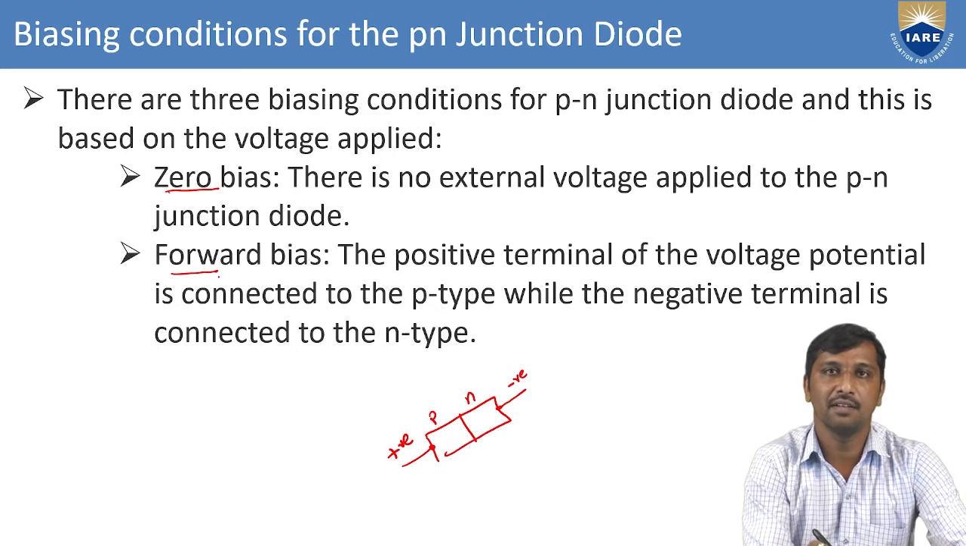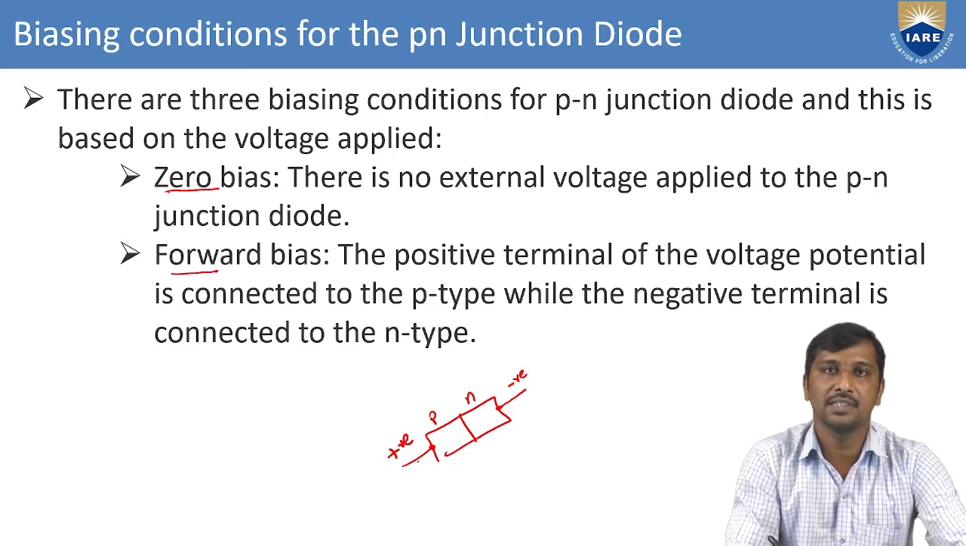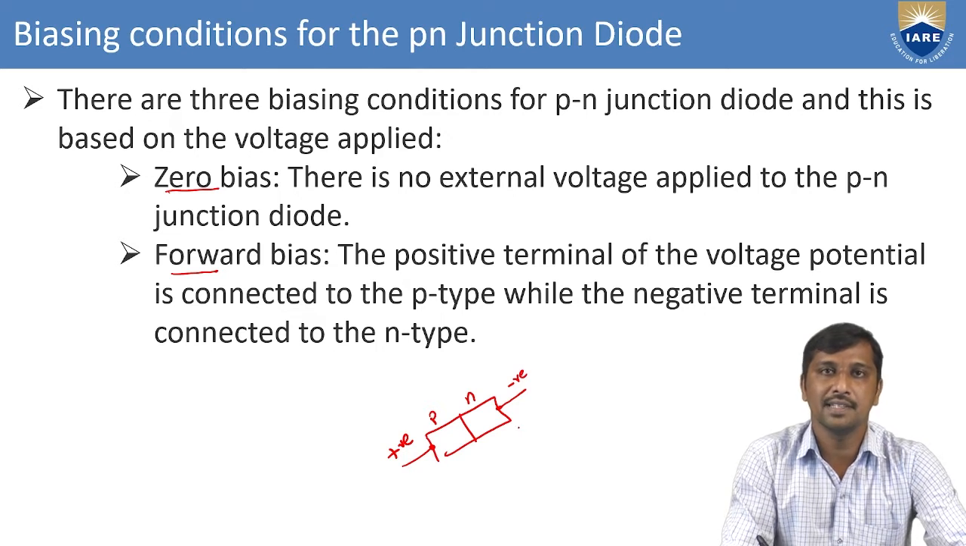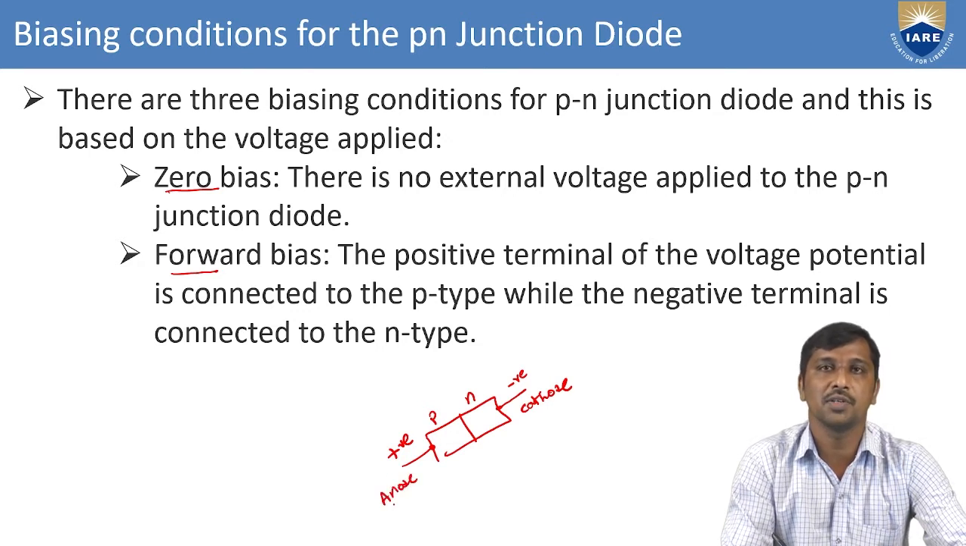And on the P side, we made one electrode. That electrode is represented as your positive electrode. And on the N side, we made one electrode. That electrode is represented as your negative, and this negative is also represented as your cathode. And the positive side electrode is represented as your anode.